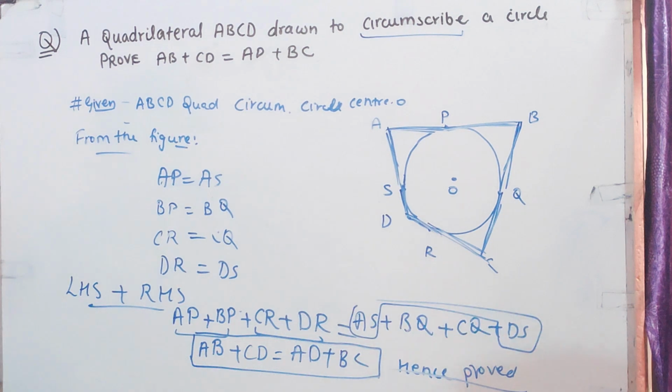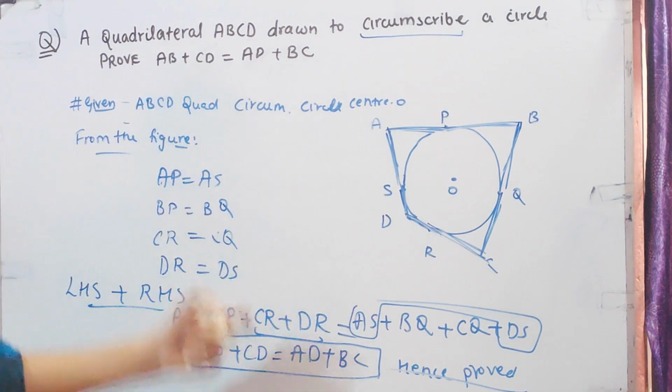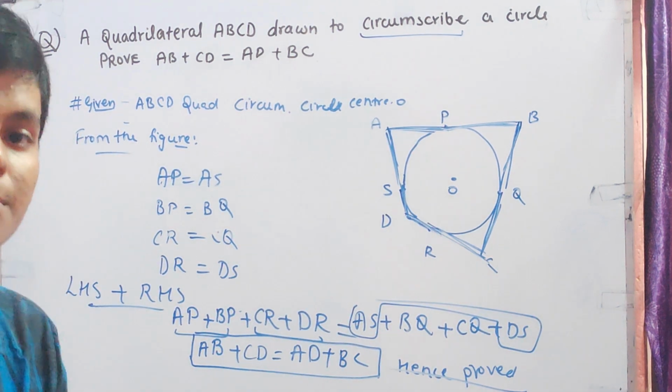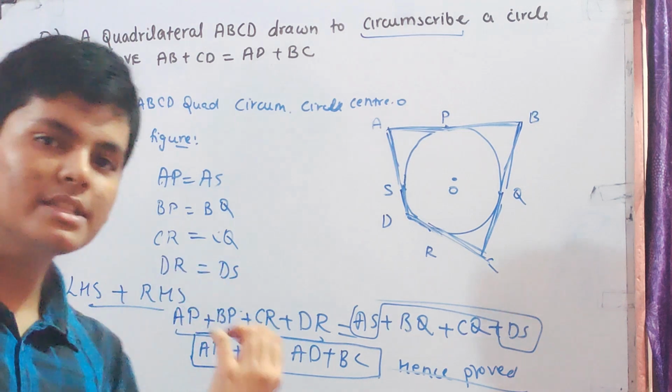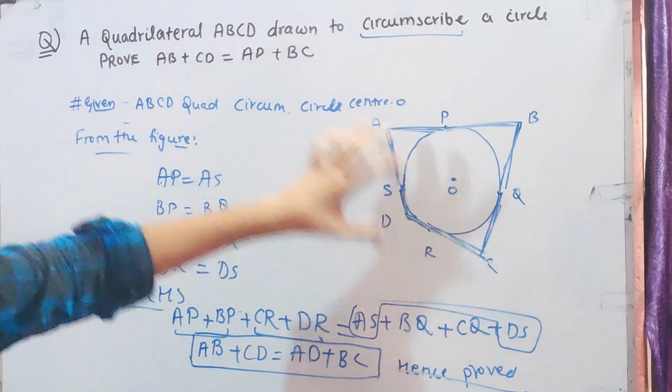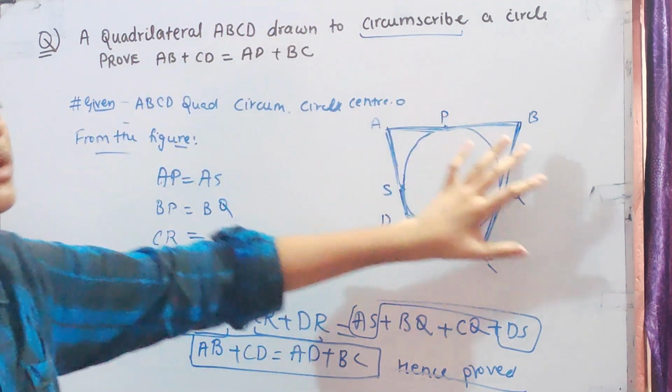So that's what we had to prove, right? AB plus CD is equal to AD plus BC. Hence proved. So what did we do over here? In circles and triangles, usually they give the figure, but in most cases they won't give us the diagram. So we have to look at the question properly and then draw the diagram.